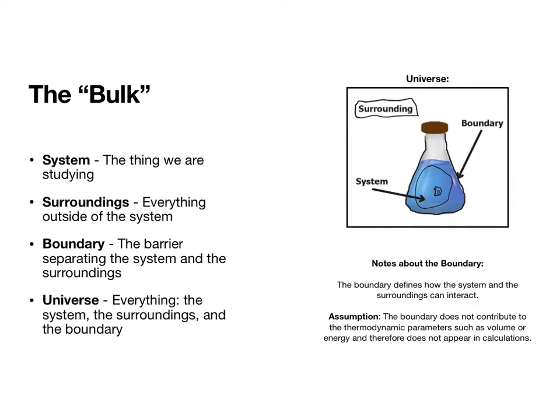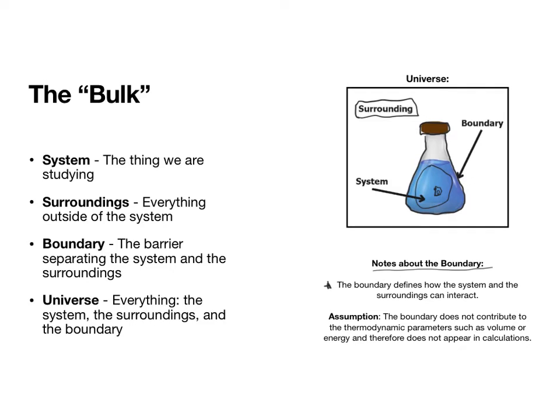Now, some notes about the boundary. The boundary defines how the system and the surroundings can interact. Okay, what do I mean? I mean that if I'm thinking that my system is held inside of a flask that has a lid on it, like the one in our picture, the boundary is solid. That means that the volume of our system cannot change. But if I were to pour the system into a balloon and tie the balloon, then suddenly our boundary allows the volume of our system to change.